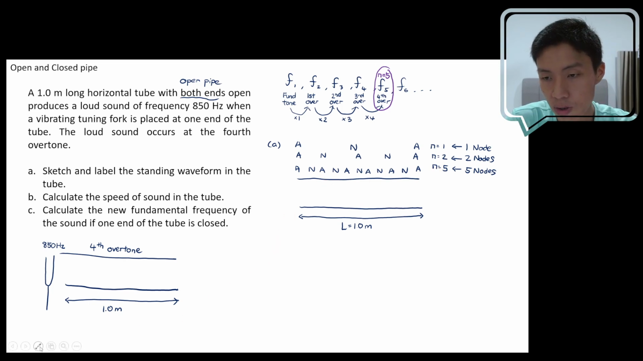Okay, so now what do we do? We sketch the waveform. We know that at an antinode, you should be at the maximum amplitude. A node should be at equilibrium. Antinode, node, antinode, node, antinode, node, antinode, node, antinode. Okay, so if we sketch the waveform, it'll be something like this.